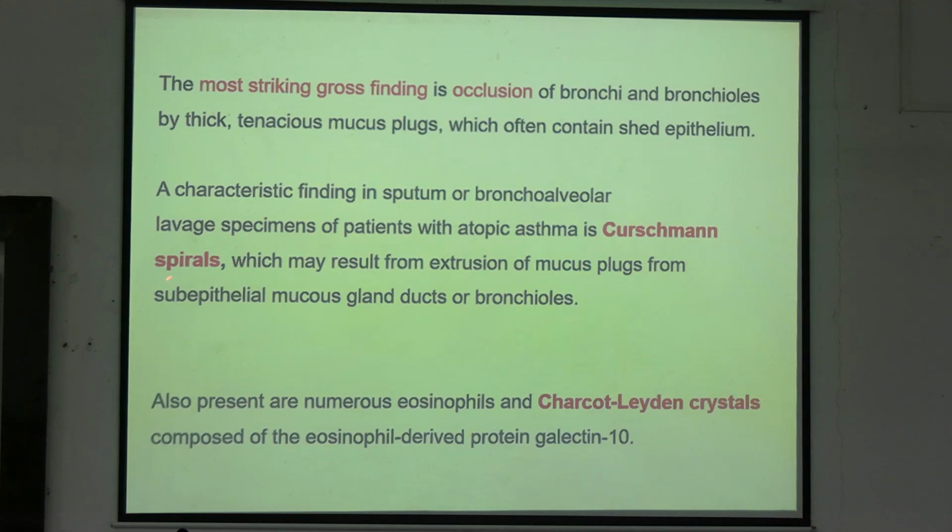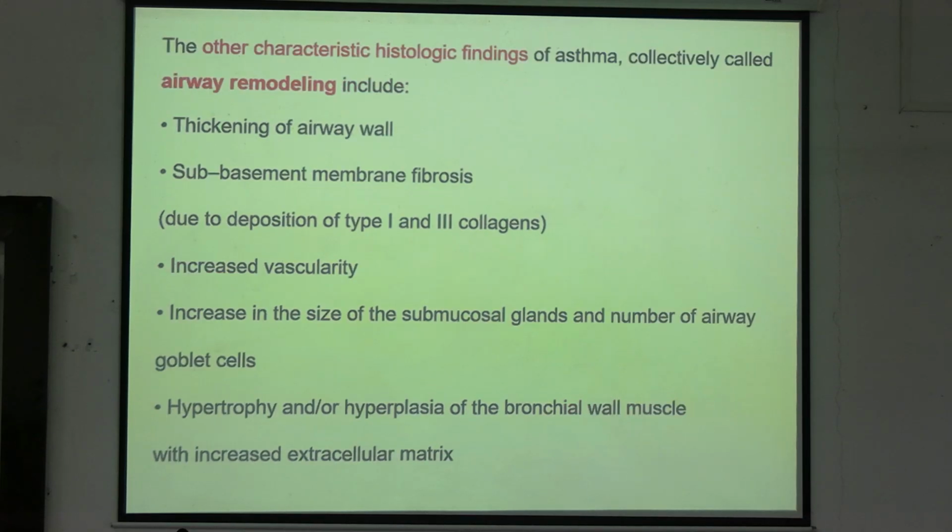So that is the Curschmann spiral. And what are Charcot-Leyden crystals? They are composed of the eosinophil derived protein galectin 10. So present are numerous eosinophils and Charcot-Leyden crystals which are composed of eosinophil derived protein galectin 10. So these two are very specific and important for asthma patients.